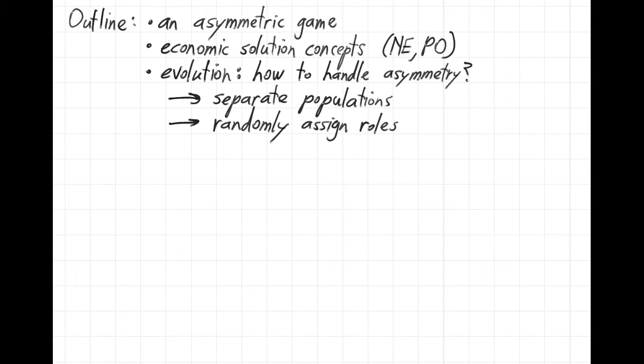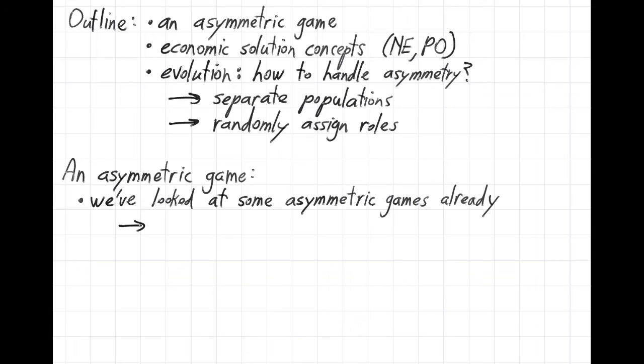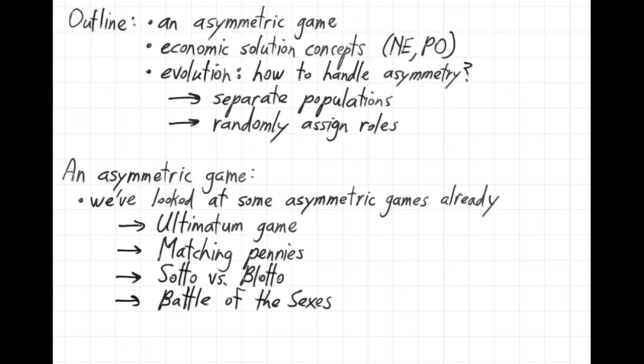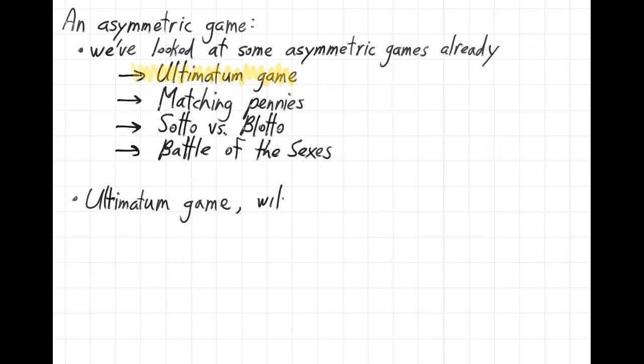So let's take an asymmetric game as an example. We've studied a few asymmetric games from an economic perspective. For example, we've looked at the ultimatum game. We've also looked at matching pennies, although when we played it in class, it was matching fingers. We've done Sotto versus Blotto, and we briefly looked at Battle of the Sexes. So let's look at the ultimatum game again, but from the perspective of two players making simultaneous decisions.